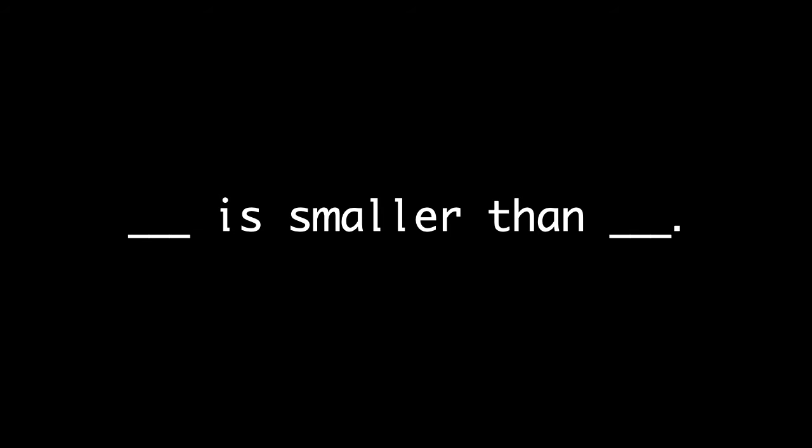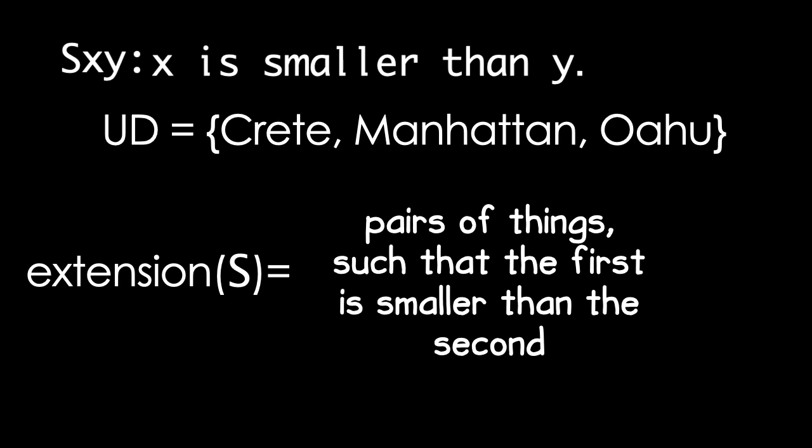In order to make a complete thought out of "is smaller than," we need two things: something to fill in the first blank and something to fill in the second blank. So the extension of S needs to be pairs of things, not just a set of individuals, but a set of pairs, where the first thing in the pair is smaller than the second thing in the pair.